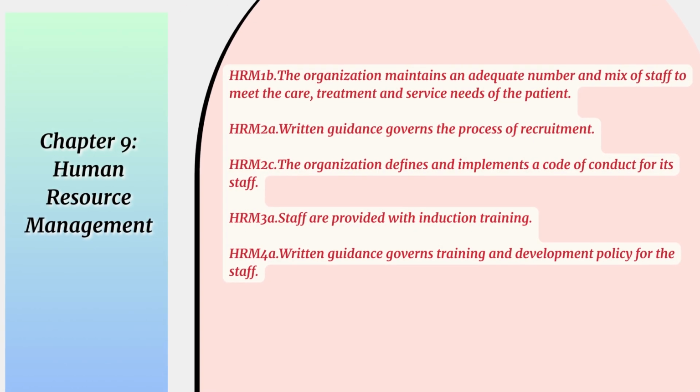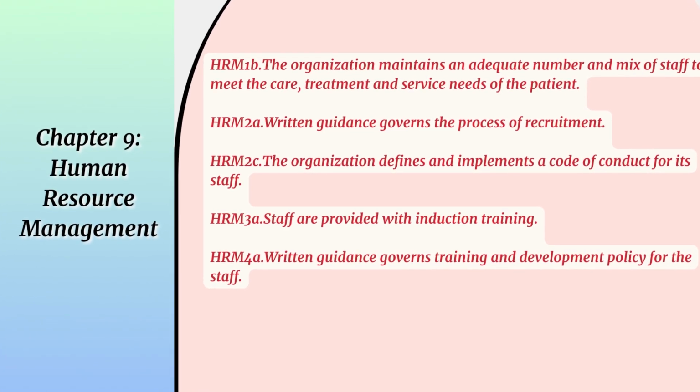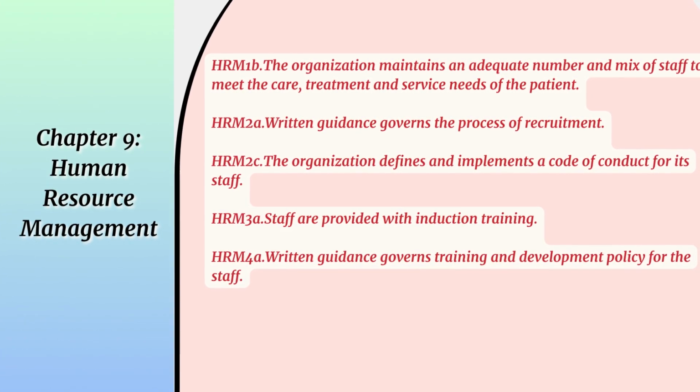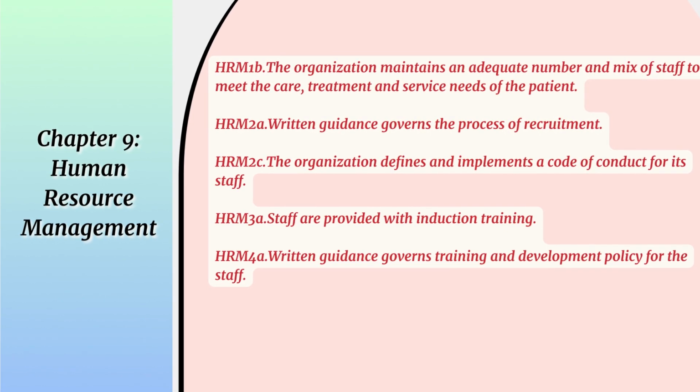Okay, so now I'll talk about the human resource management core objective elements, chapter number 9. HRM 1B, the organization maintains an adequate number and mix of staff to meet the care, treatment, and service needs of the patients. Obviously, every organization needs an adequate number of human resources to operate. Whether it is a healthcare organization or any other organization, human resource is very important. So there should be an adequate number or mix of staff, like how many nurses are required, how many doctors are required, how many paraclinical staff are required. Everything is maintained, and according to that the recruitment is done.